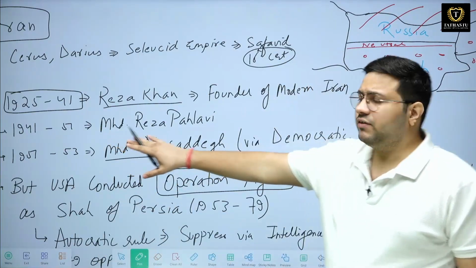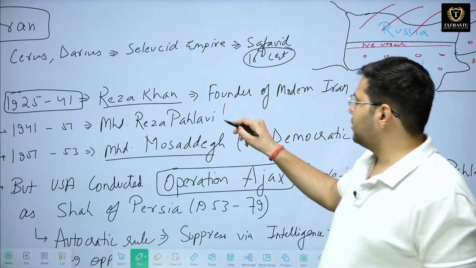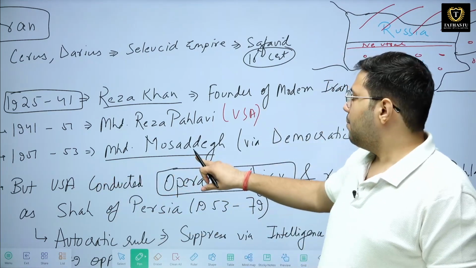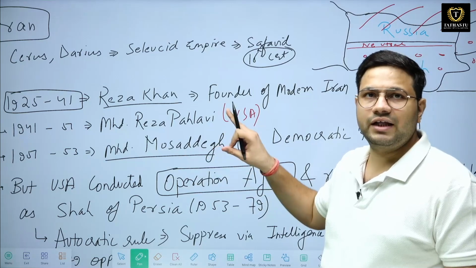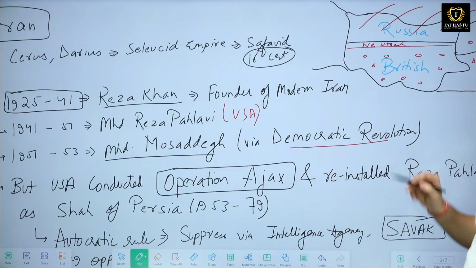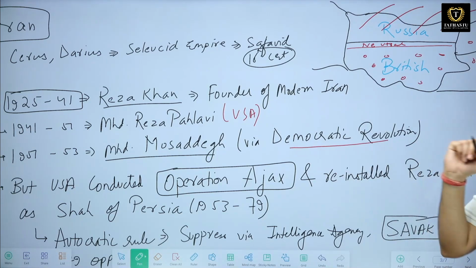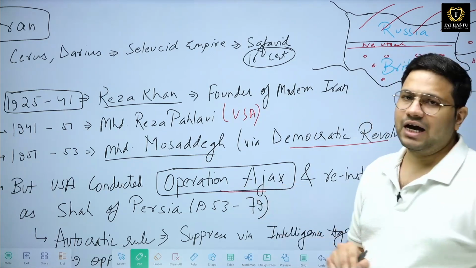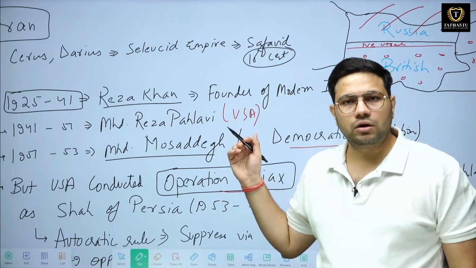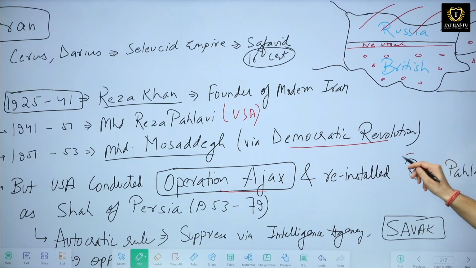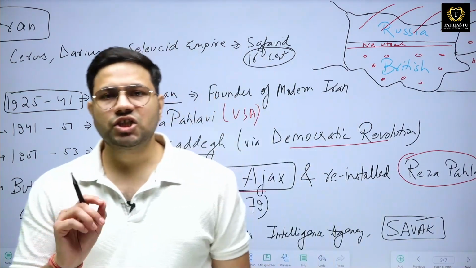During 1941 to 51, Reza Pahlavi was in favor of USA. But from 1951 to 53, Muhammad Mossadegh was not in favor of USA, rather he was in favor of USSR. Despite the fact that he was elected through democratic revolution, USA conducted Operation Ajax to dethrone Muhammad Mossadegh, and later on they reinstalled Reza Pahlavi as the Shah of Persia.